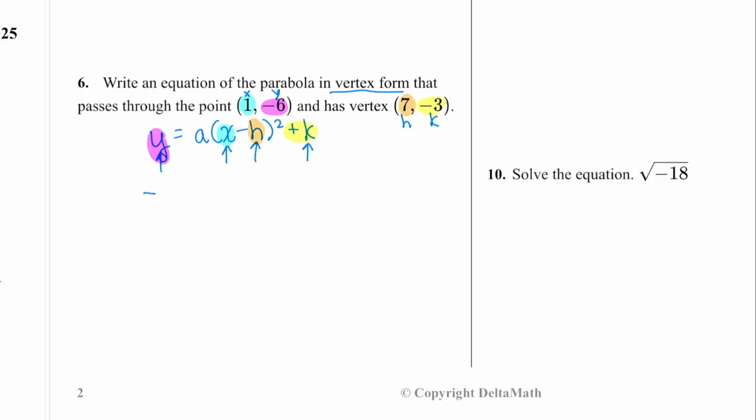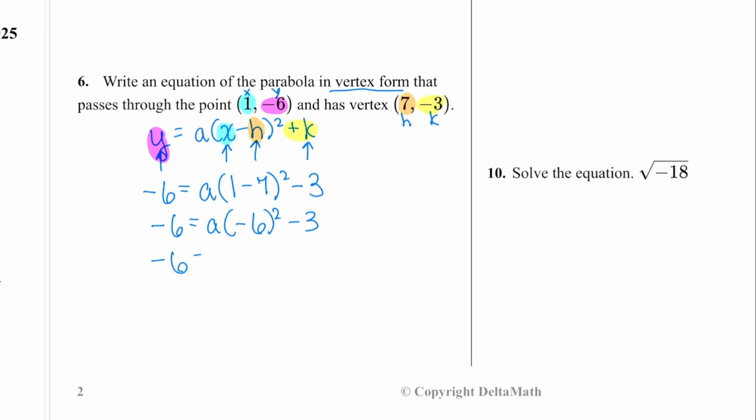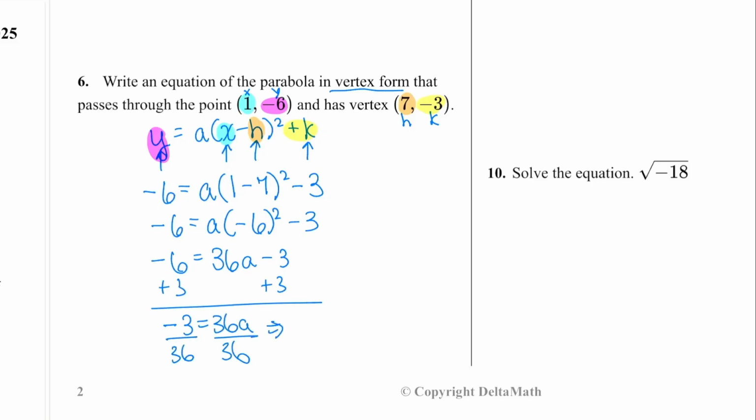So let's go ahead and evaluate this. We have negative 6 equals a times 1 minus 7 squared minus 3. Negative 6 equals a times negative 6 squared minus 3. Now we can go ahead and do the order of operations. Negative 6 squared is 36. We have that multiplied by a, minus 3. Add 3 to both sides. So we get negative 3 equals 36a. Divide both sides by 36. So our a is negative 1 over 12 after simplifying.